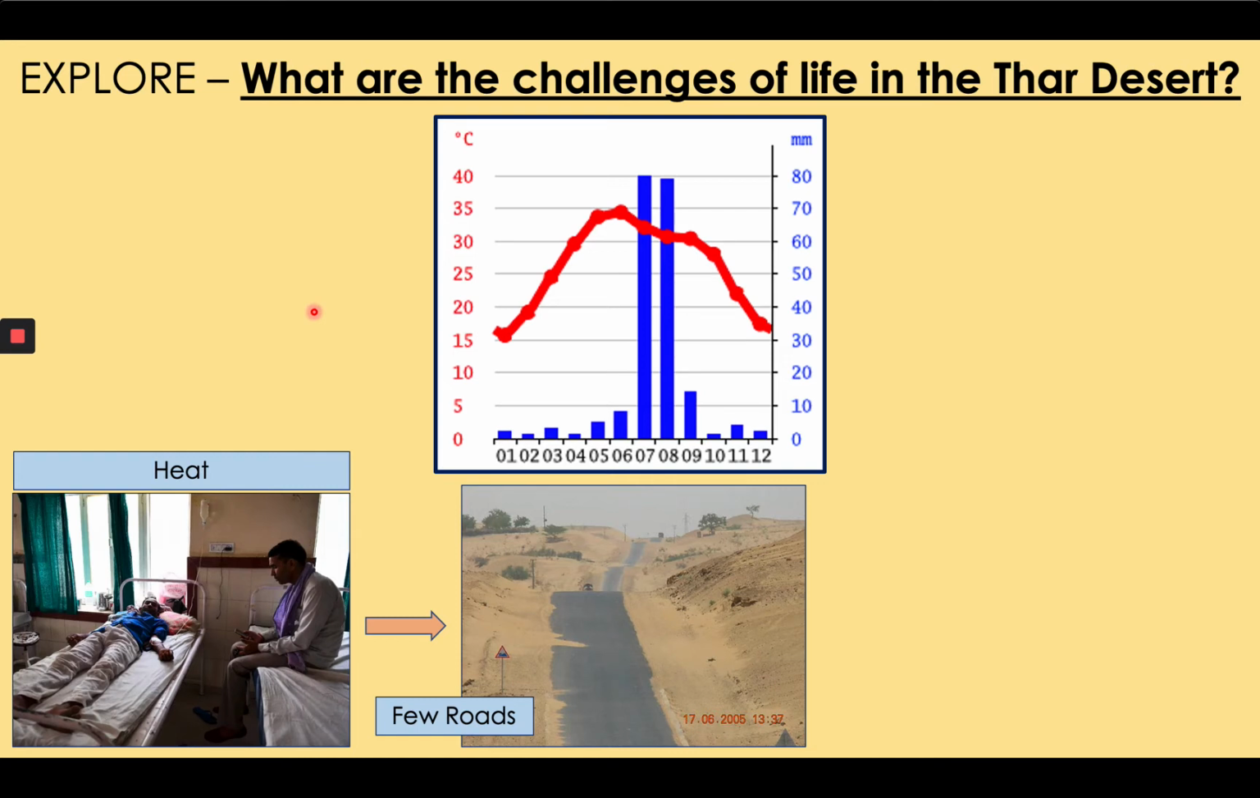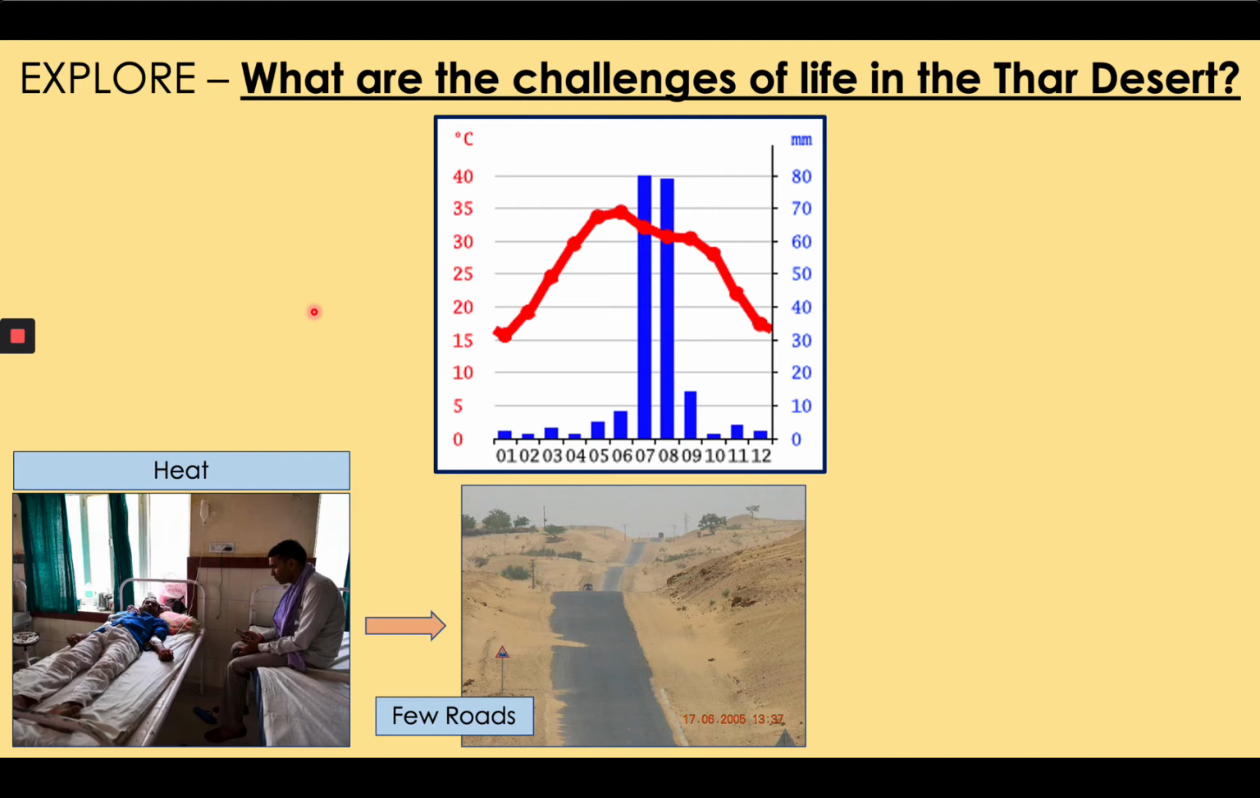Additionally, the heat means that there are few roads connecting cities to the Thar Desert and the Thar Desert to other parts of India. Why? Because the tarmac that is used to build roads actually melts at very high temperatures, and so when it gets particularly hot in the Thar Desert, in the summer months especially, the roads can be damaged easily by transport going over them as they are soft and almost melted.